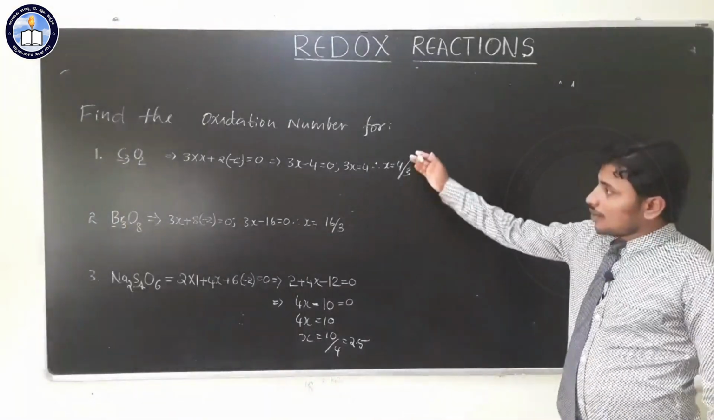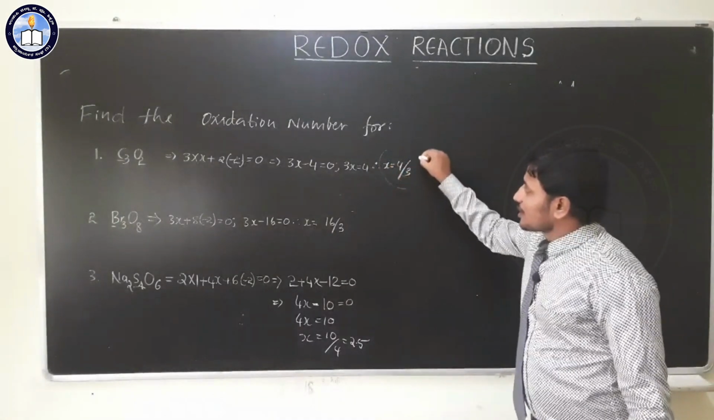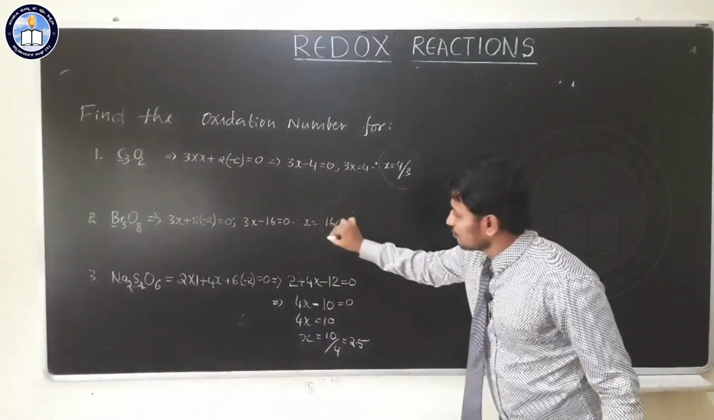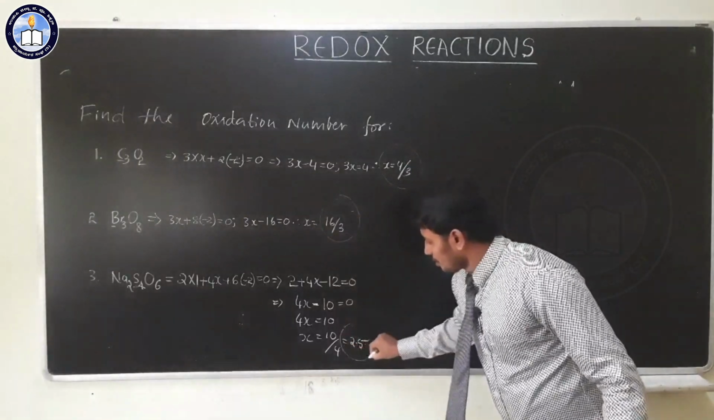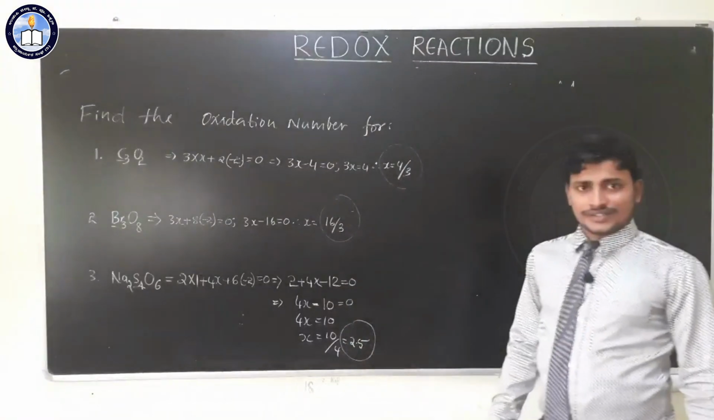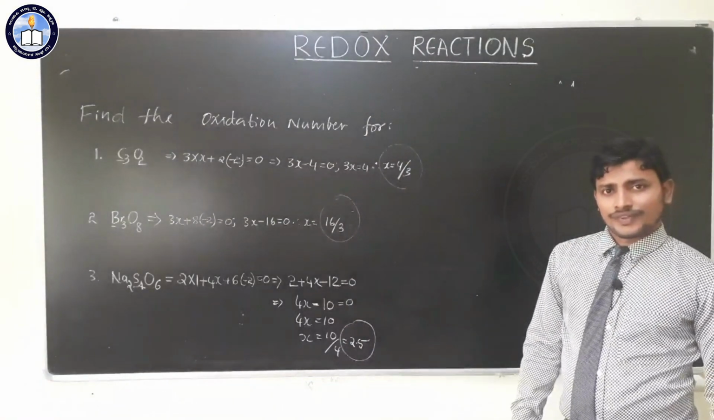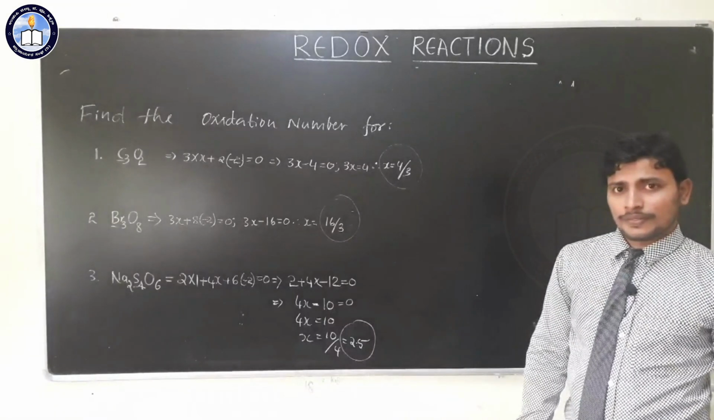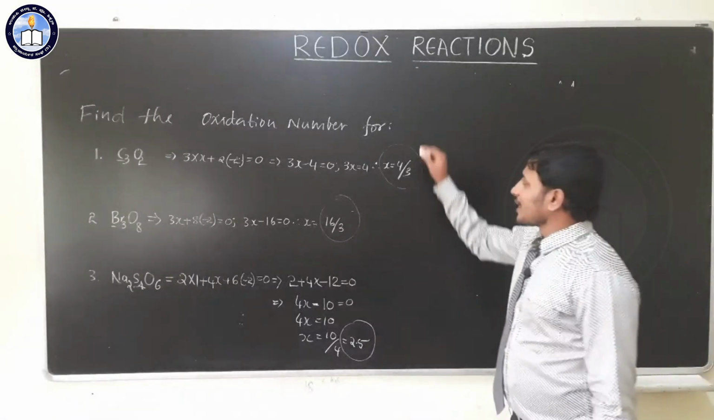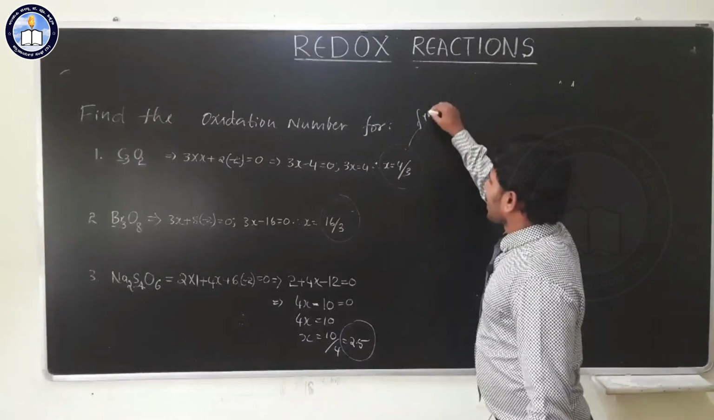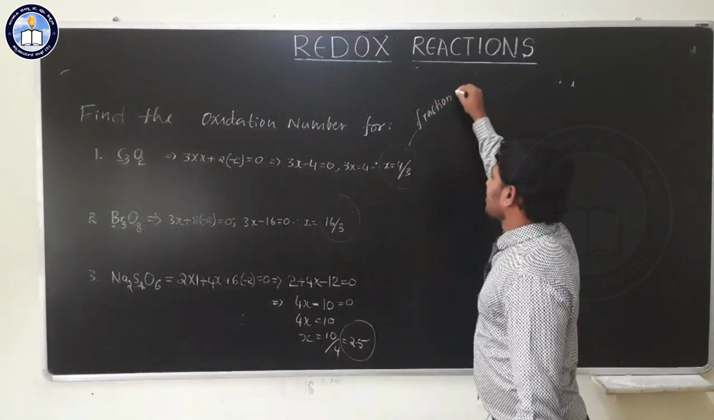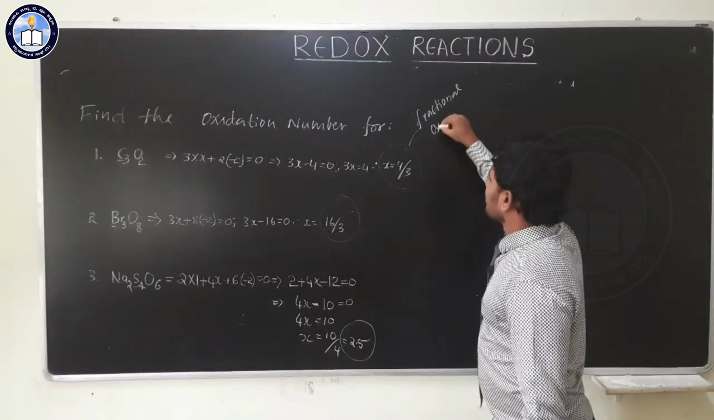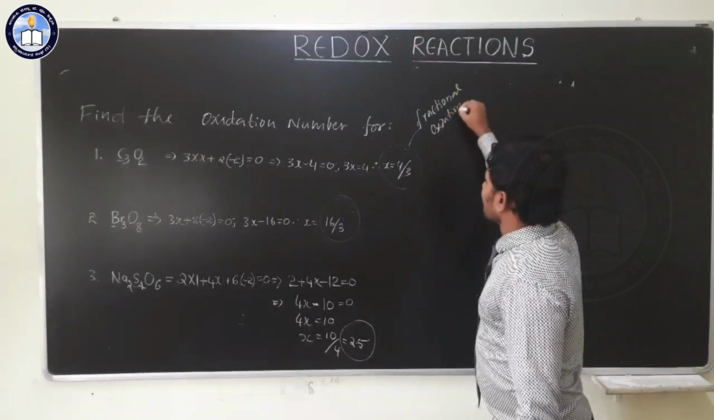If you observe all those oxidation numbers, they end up with fractions, isn't it? It is not a whole number, it is a fraction. Then what does it indicate? It is a fractional oxidation number.